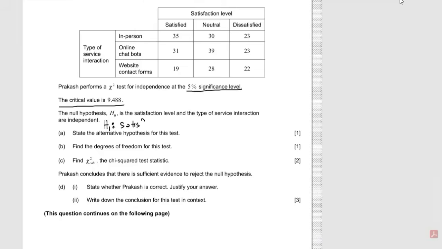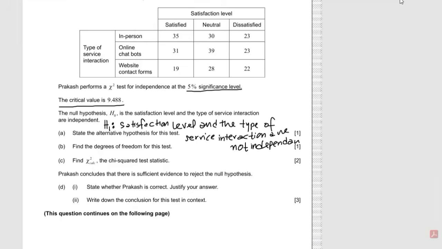satisfaction level and the type of service interaction are not independent. Sorry about my writing, but remember, H1 is always the alternate hypothesis, and H1 says that these sets of variables are not independent.